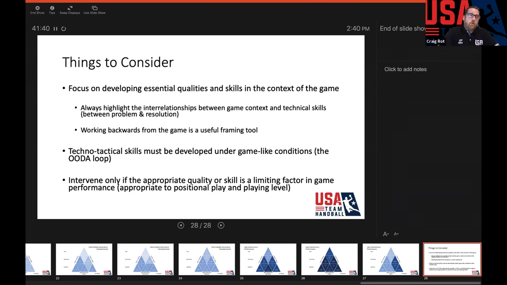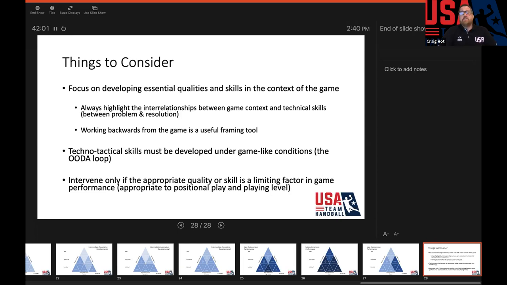And then intervene only if the appropriate quality or skill is a limiting factor in game performance. Yeah, I want my guys stronger. Yeah, I want them faster. But what if I'm the fastest team out there? Why would I focus on being faster when I could focus elsewhere and really talk about what's my limiting factor? And that's where evaluation comes in.